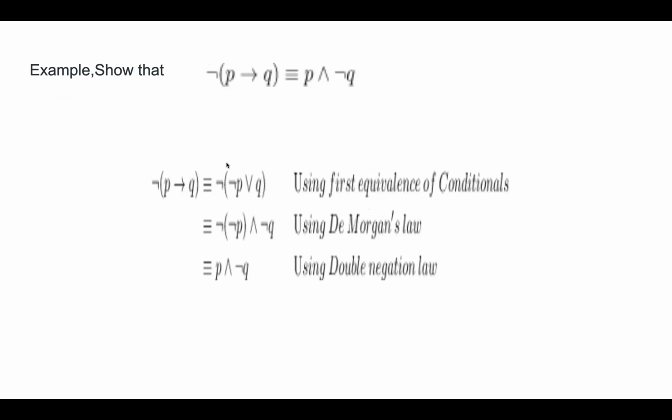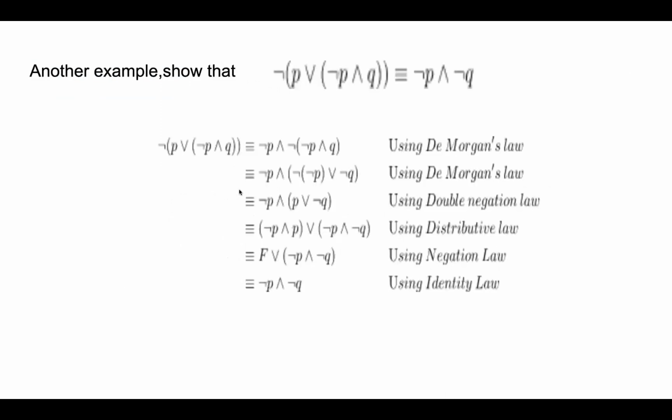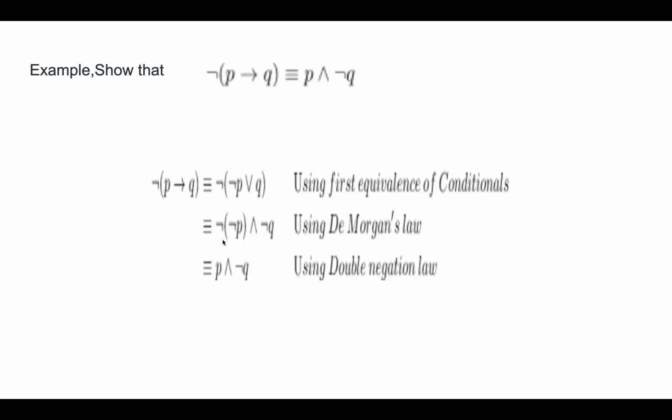Negation of negation P and negation Q. This negation operation we distributed. To what? To negation P and to Q. So in the second law, what did it come as? Negation of negation P and negation Q. Okay, and what it became later is P and negation Q. Means by double negation we know negation of negation P is P and negation Q as it is. So we proved that negation of P implies Q is equivalent to P and negation Q. Okay, P and negation Q.